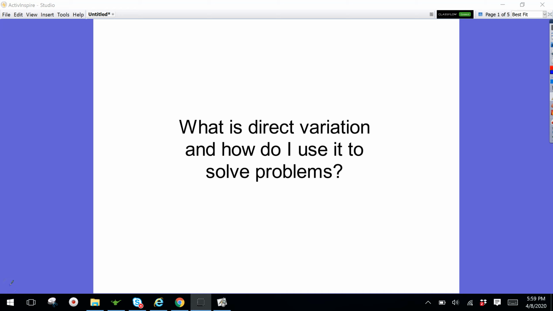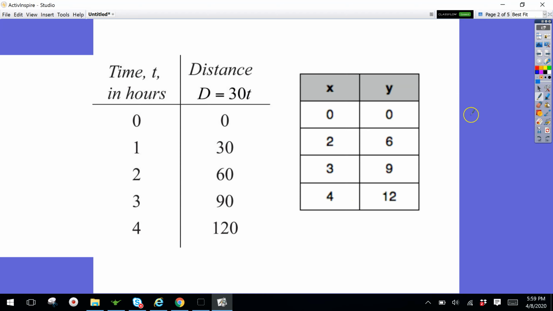In this video, we're going to be talking about what is direct variation and how do we use it to solve problems. So, let's begin with talking about what direct variation is. In this slide right here, I have two tables that have direct variation. And basically, what makes it have a direct variation is that its y-intercept is 0. So it goes through the origin.